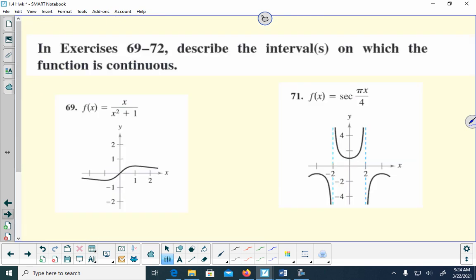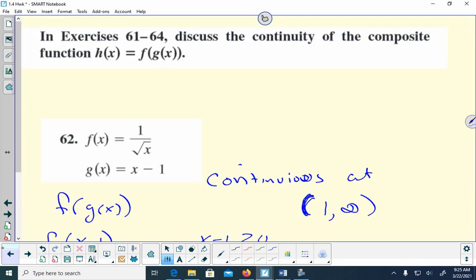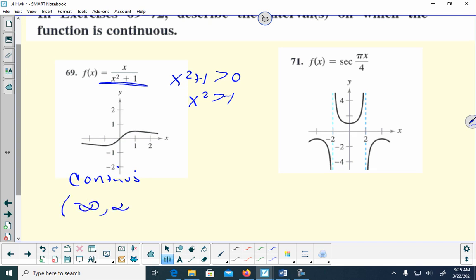The next one, describe the intervals on which the function is continuous. This one, since this x squared plus 1 has to be greater than 0, which means x squared has to be greater than -1. Well, that's going to happen all the time. So this is going to be a continuous function always. So I can either say always, or I can say from -infinity to infinity. And I like the interval notation, so I'm going to write that.